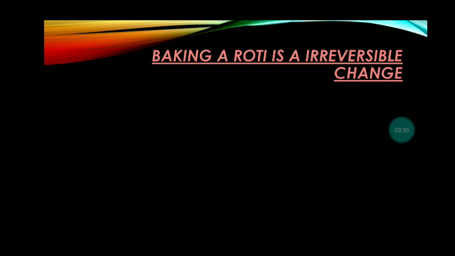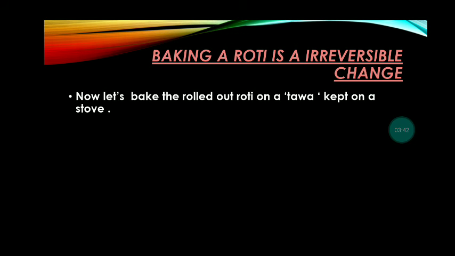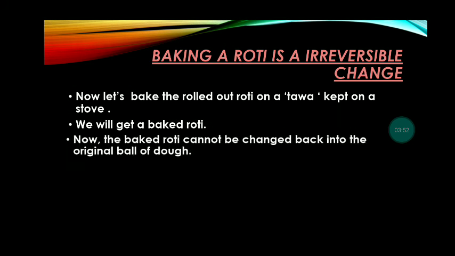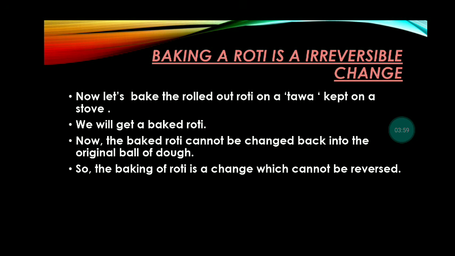Now you can take the example that baking of roti is an irreversible change. How? Let's bake the rolled out roti on a tawa kept on a stove. So you have to keep it on a stove. We will get the baked roti. Now the baked roti cannot be changed back into the original ball of dough. So the baking of roti is a change which cannot be reversed. So baking of roti is an irreversible change.